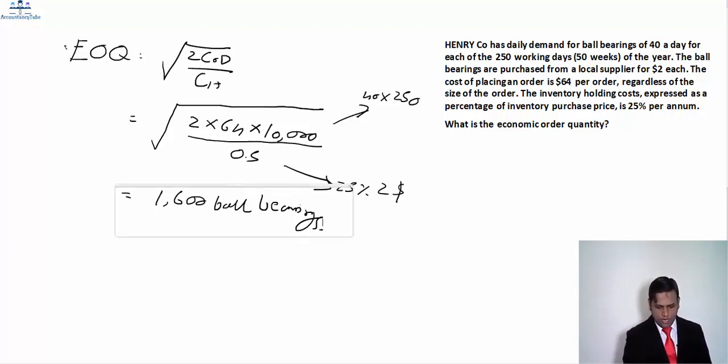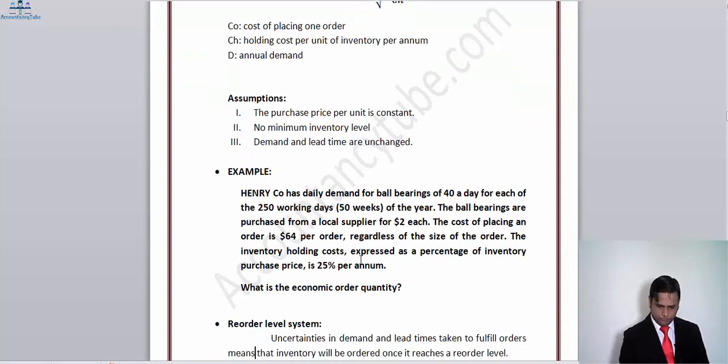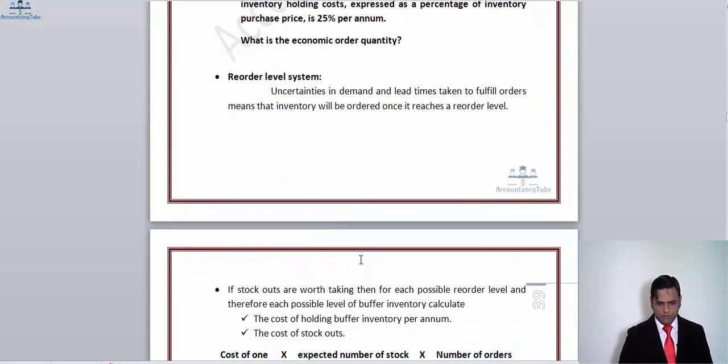Moving on to our next area, reorder level. Uncertainties in demand and lead times to fulfill orders mean that inventory will be ordered once it reaches a reorder level, and that's probably the reason why we computed all these levels, so that we can follow them to keep track of the inventories, to keep track of the cost, to manage the inventory.